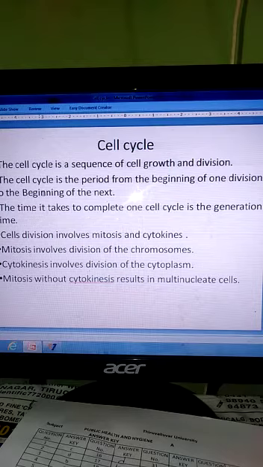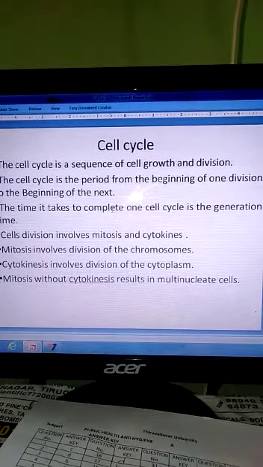Dear student, today we are going to study about cell cycle. What is a cell cycle? The cell cycle is a sequence of cell growth and division. This is very important for you. The cell cycle is the period from the beginning of one division to the beginning of the next. The time it takes to complete one cell cycle is the generation time.